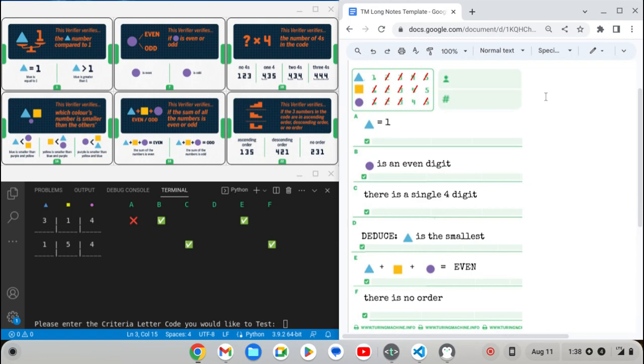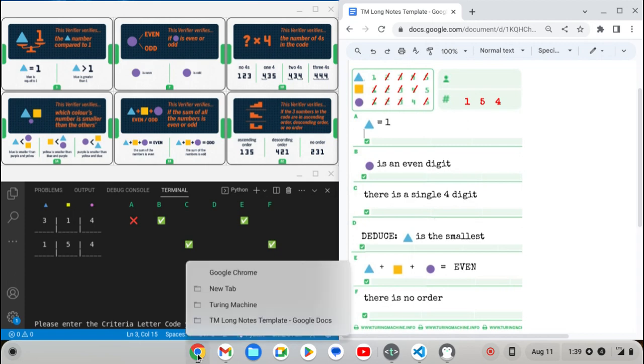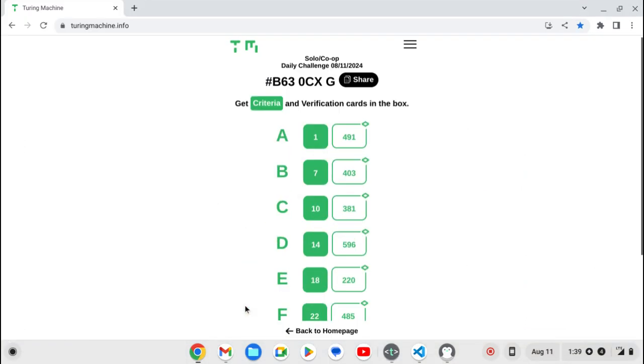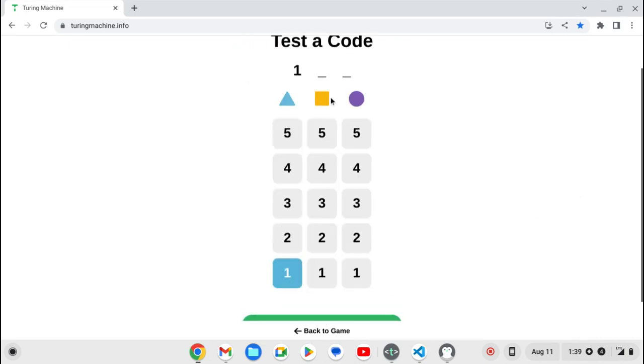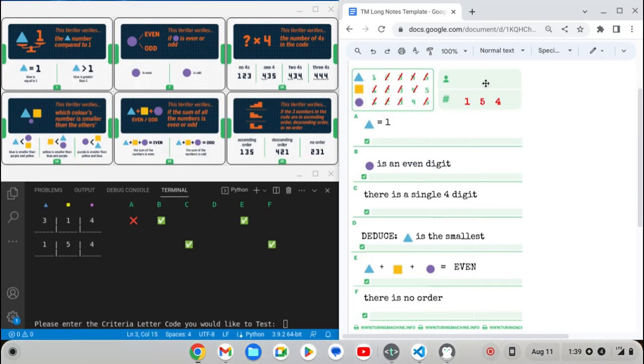And so it looks like our solution is 154. Computer's lagging a little bit, but there you go, 154. Can't tell if that's, yep. Okay, so let's go verify. So verify 154. Excellent. All right, now let's go and see how we did versus Turing Machine.